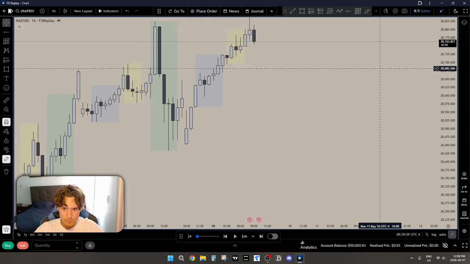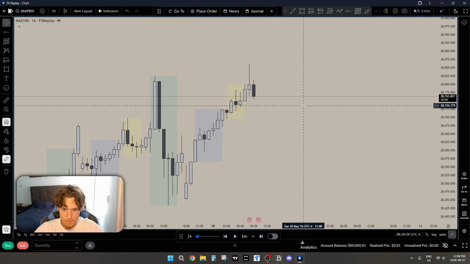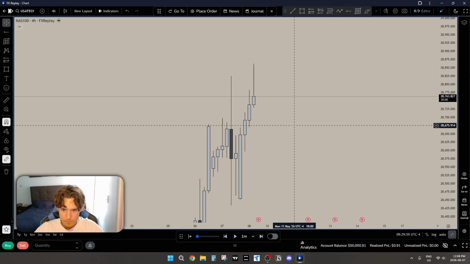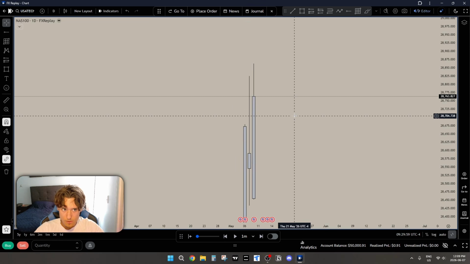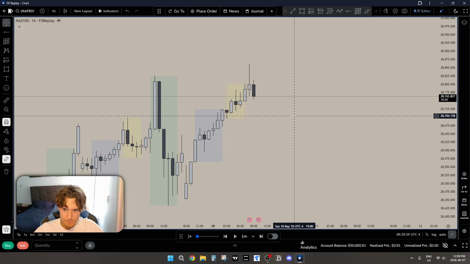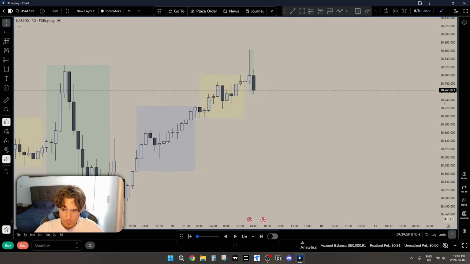Okay, 1-hour time frame. What are we doing? Still pushing up higher. 4-hour time frame? You don't have any gaps. Daily time frame? No gaps. Okay, 30-minute?